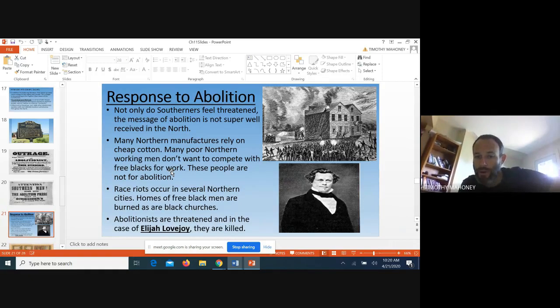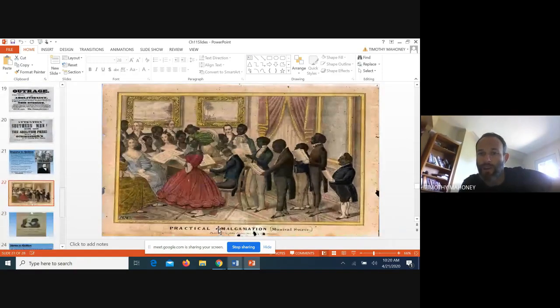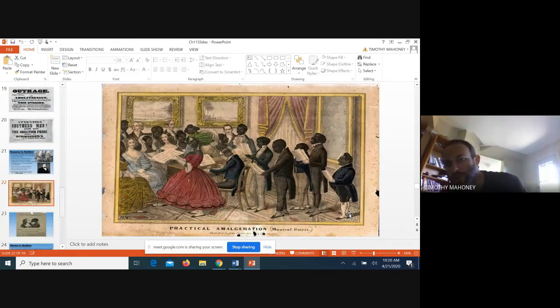This is a vocabulary term. Look down at the bottom, folks. It's amalgamation. You have to remember what that is, and that's a mixed race society. It's social settings. Well, there's nothing sexual about this picture. It's a social scene. It looks like a dance party or some type of social gathering. It's a social scene where the two races are engaging freely.